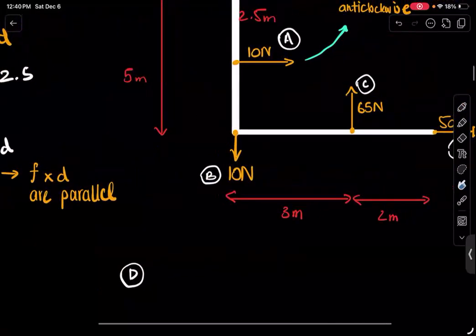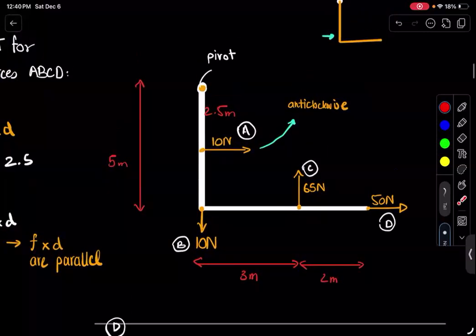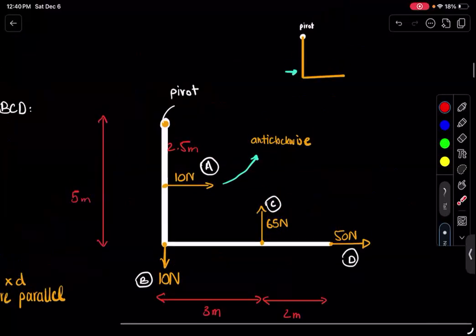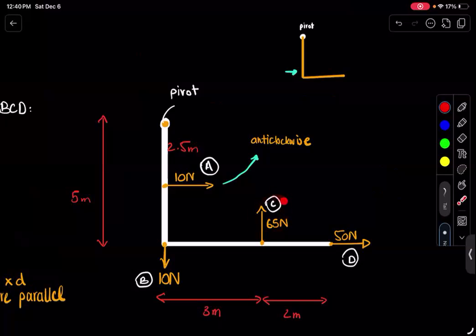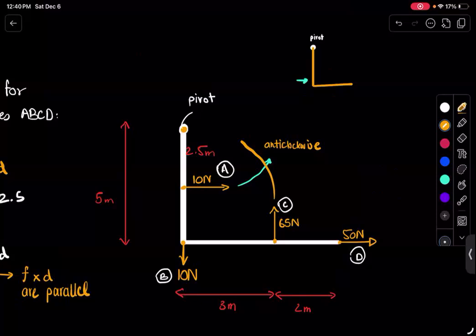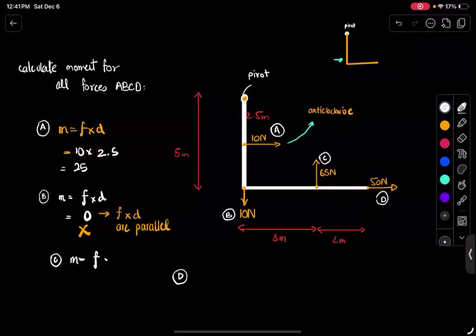Okay, what about C? C is interesting. Now, what do you do for C? Yes, what do you think? In what direction is C going to make us turn? I think anti-clockwise. Okay, and like this? Yep, that's right. If you pull the bracket in this direction, it's probably going to turn like this. Okay, you're right. But what would be the moment? What distance do I take?